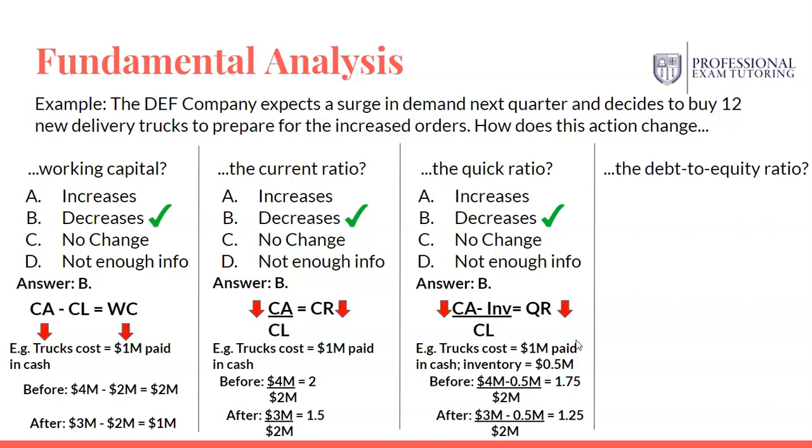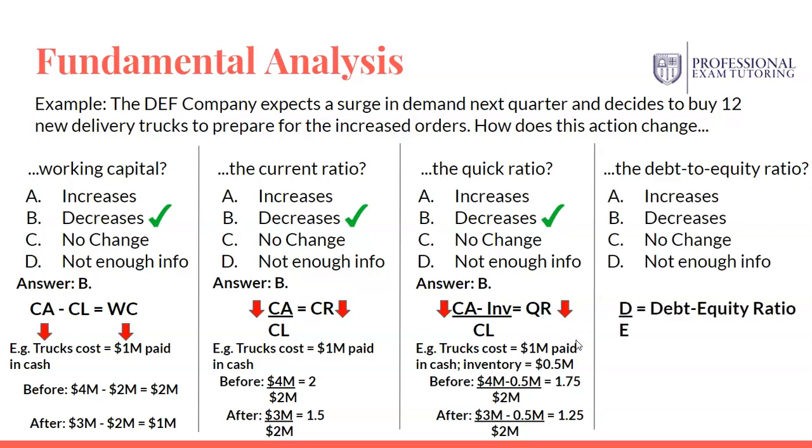Okay, and the last question here is, how does it impact the debt to equity ratio? Well, here we remember the debt to equity ratio as debt divided by equity. And since we paid $1 million in cash for the trucks, we actually decreased our cash by 1 million, but we increased our truck asset by 1 million. So overall, there's no change in assets.